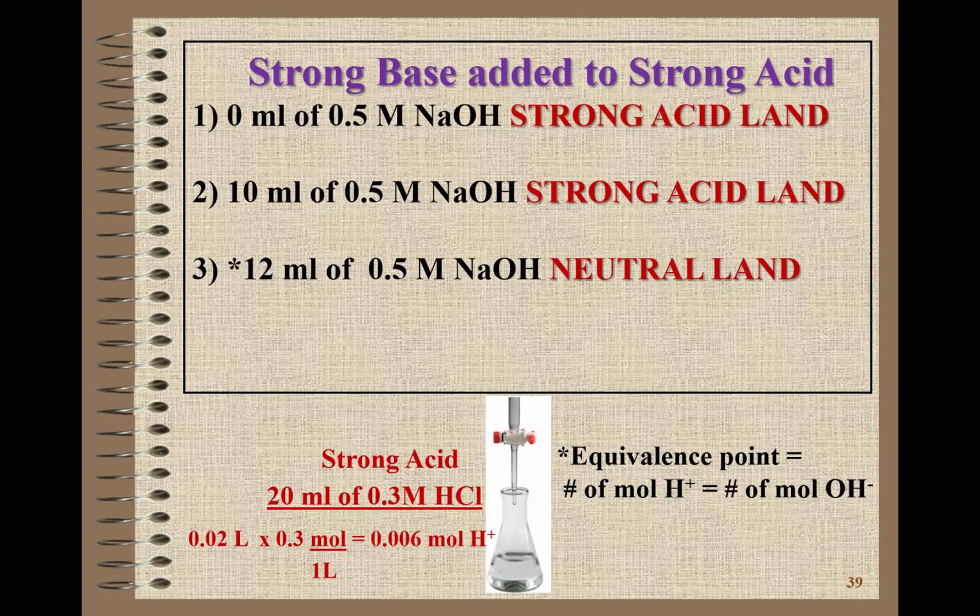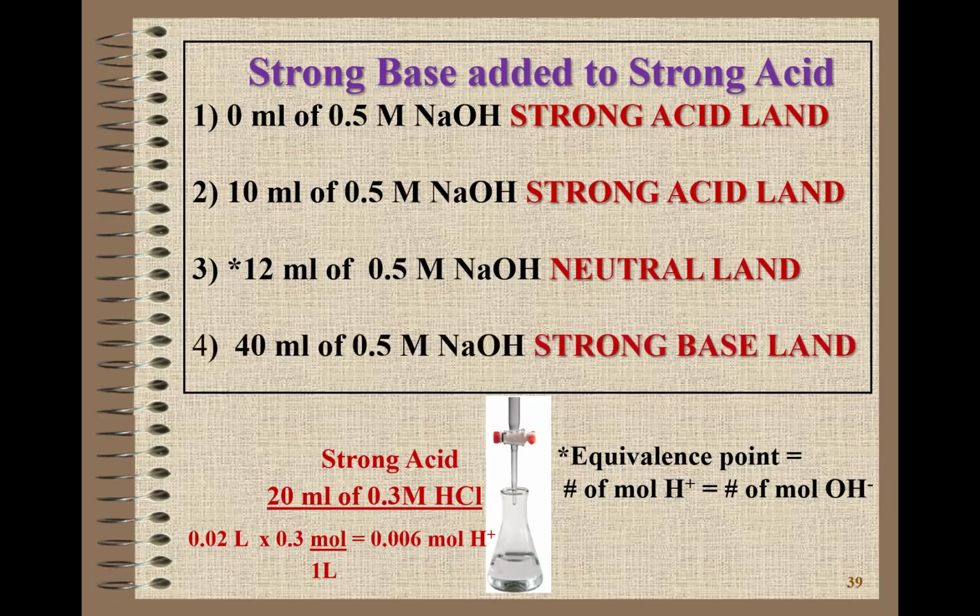All right. And then the last case, when we had 40 milliliters of strong base, we're going to be in strong base land. So the first step, we're not going to add any base and calculate the pH. In the second case, we're going to add 10 milliliters of the base. In the third case, 12 milliliters. In the fourth case, 40 milliliters. And in each case, we are going to calculate the pH. Any questions so far? You with me?